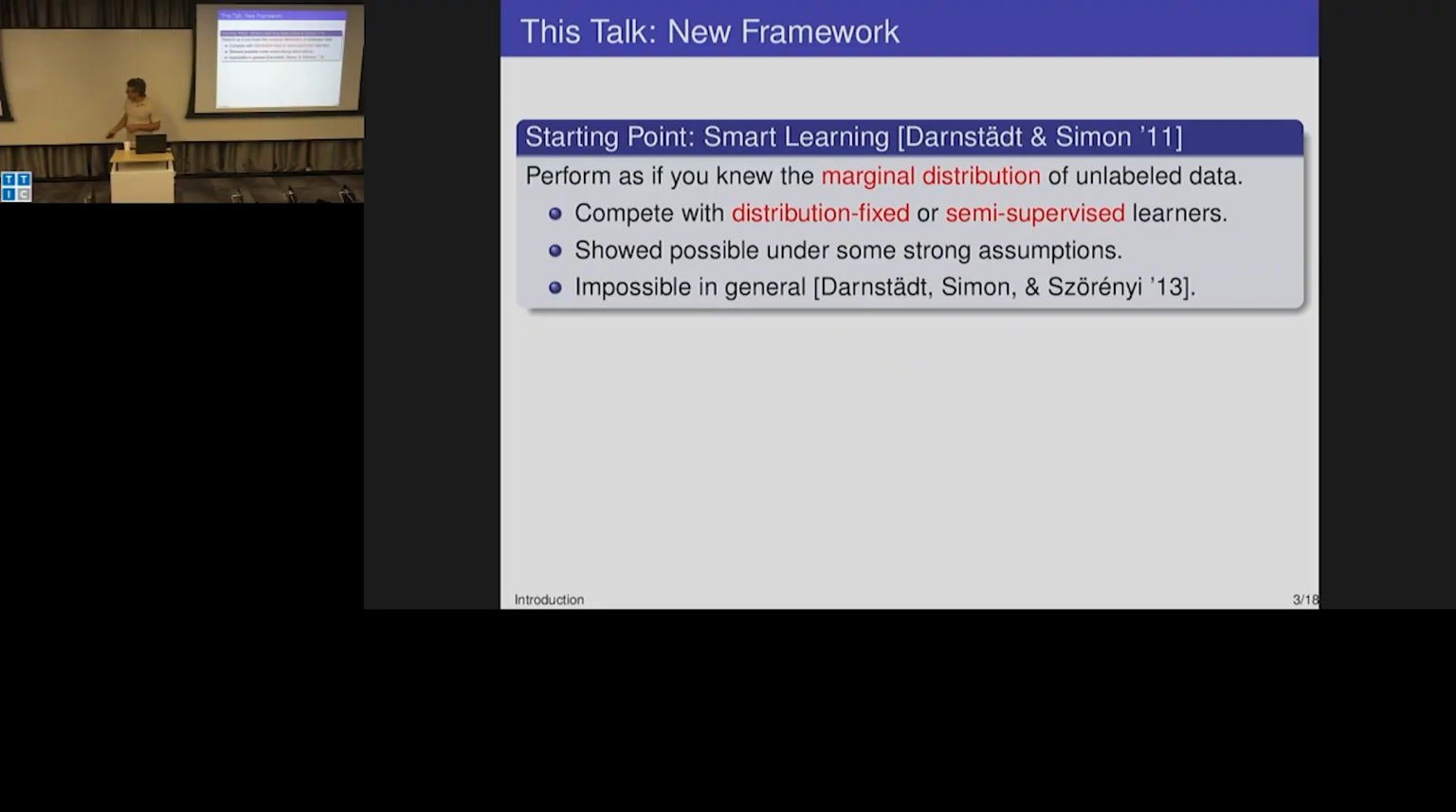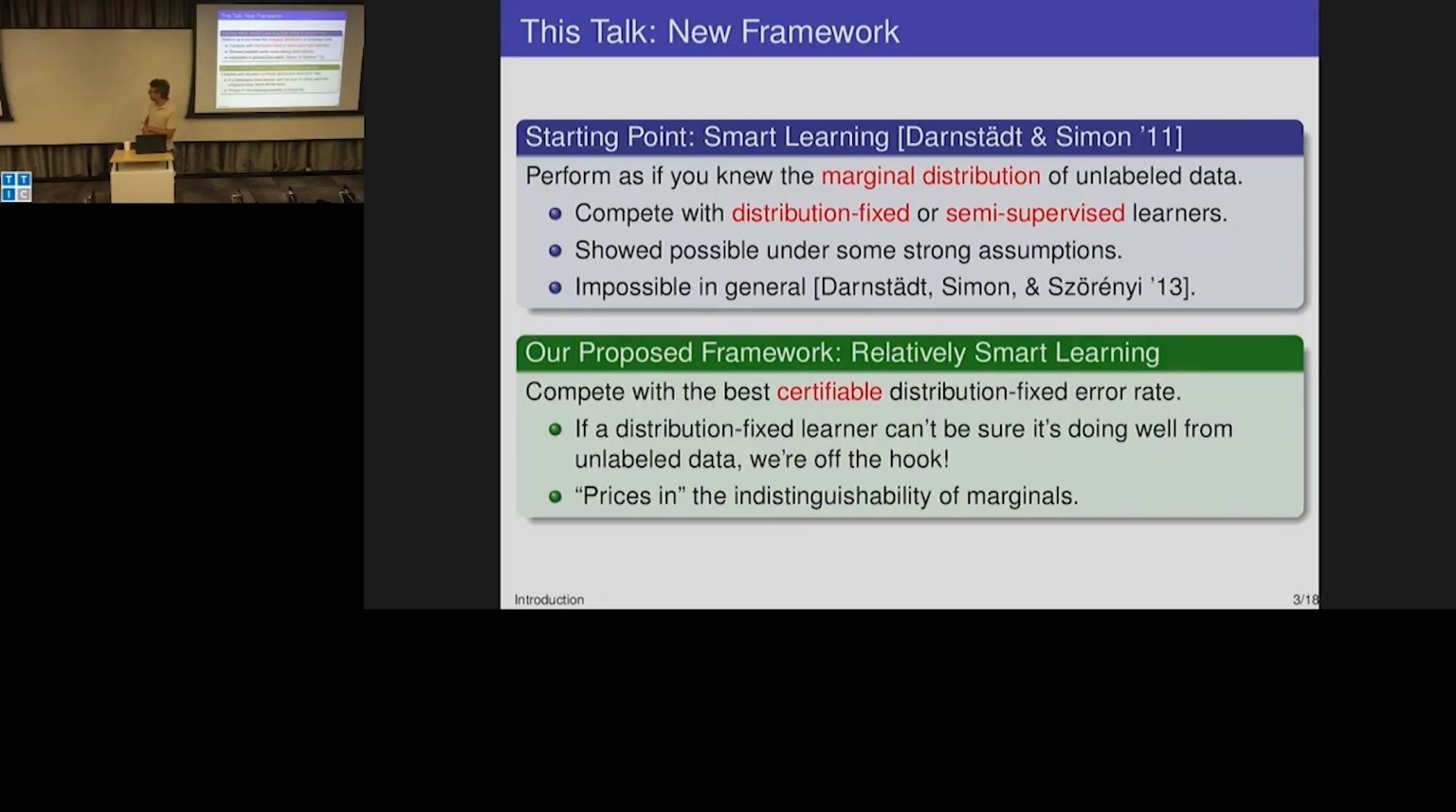So this impossibility result motivates the framework I'm going to tell you about, which we're going to call relatively smart learning. Instead of asking you to compete with the best distribution fixed learner or distribution fixed error rate, I'm going to compete only with the best certifiable distribution fixed error rate. What do I mean by certifiable? I mean you can detect that you're doing that well by just looking at the unlabeled data. In other words, if your distribution fixed learner can't be sure that it's doing well just by inspecting the unlabeled data, then I'm going to let myself off the hook. So I'm going to compete with the best distribution fixed performance to the extent it can be verified from the unlabeled data.